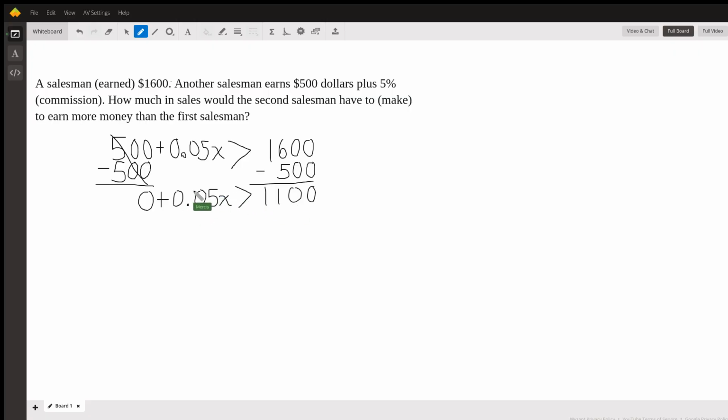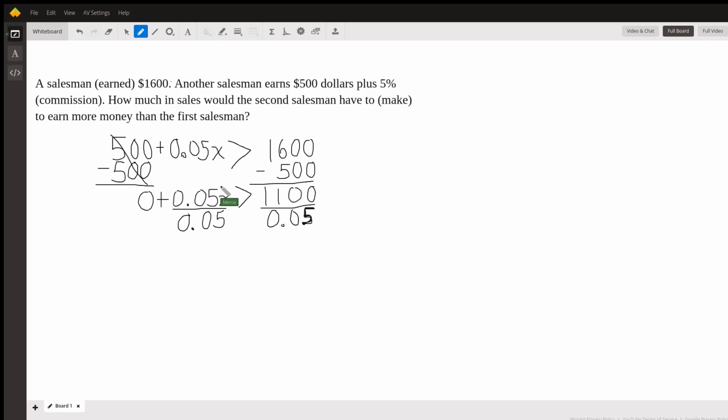So since this is multiplication, I am going to now do the opposite of multiplication, the inverse of multiplication, which is division. So let's do that. I am multiplying by 0.05, so now it's time to do the opposite to both sides of the inequality, which is to divide by 0.05. All right, there we go.